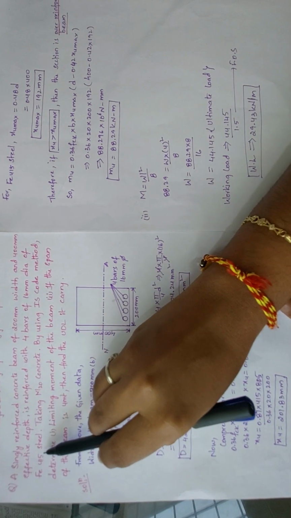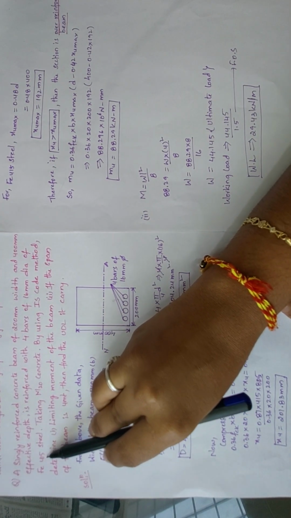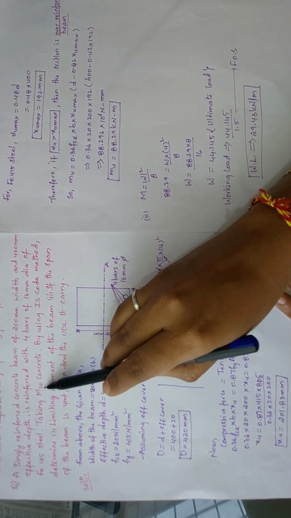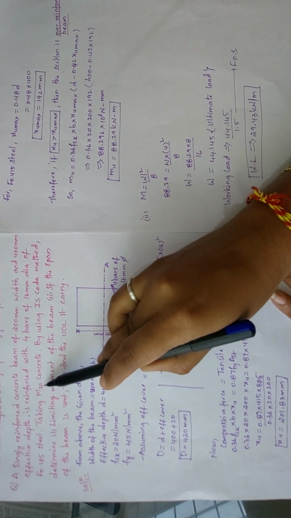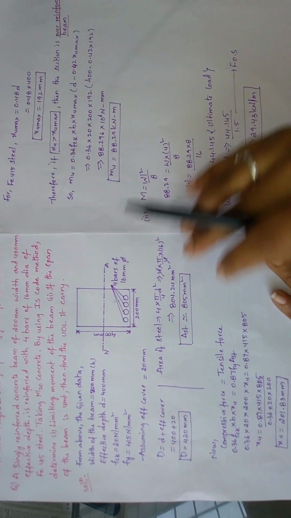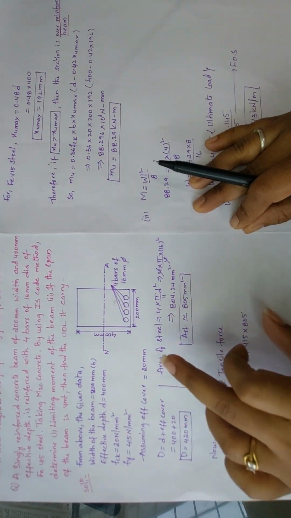The grade of steel used has a yield strength of 415 Newton per mm square, and the concrete used has a compressive strength of grade M20, so 20 Newton per mm square. By assuming the effective cover of the beam is 20 mm.